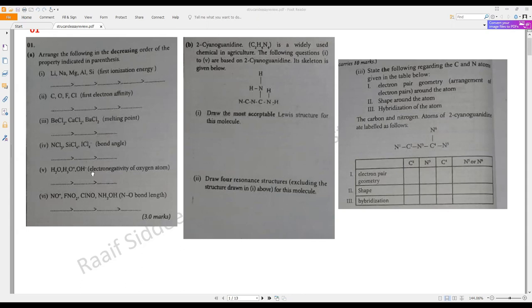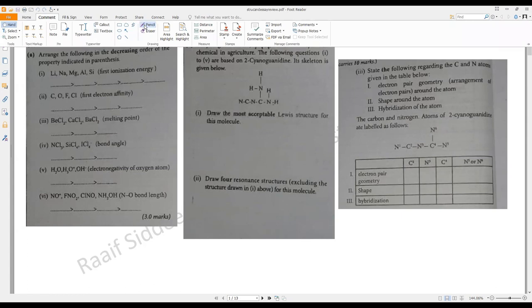In fact, the electronegativity of oxygen. Then when you consider H2O and H3O plus, you can imagine H2O is neutral and H3O plus is positive, so it likes to gain some electrons. So basically H3O plus will have the highest electronegativity based on the information here, and H2O will be in between OH minus and H3O plus. So it is very easy to understand. Okay.